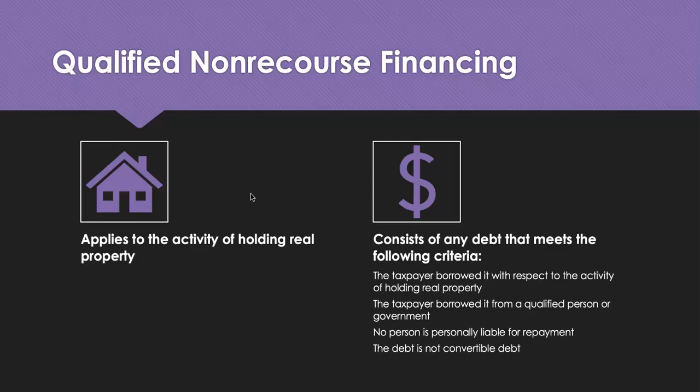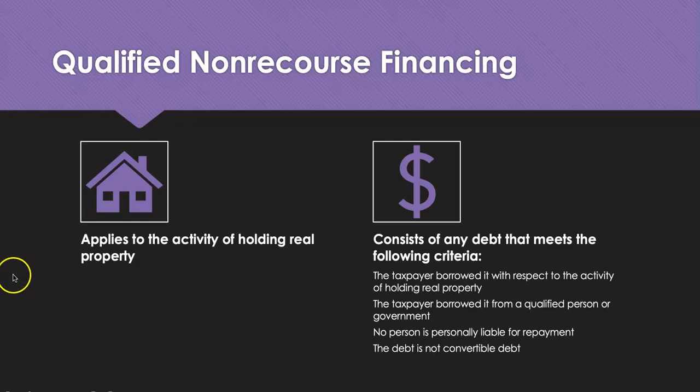Now, next we have those qualified non-recourse debts. The qualified non-recourse financing applies to the activity of holding real property and consists of any debt that meets the following criteria: the taxpayer borrowed it with respect to the activity of holding real property, the taxpayer borrowed it from a qualified person or government, and no person is personally liable for repayment. The debt is also not convertible debt.